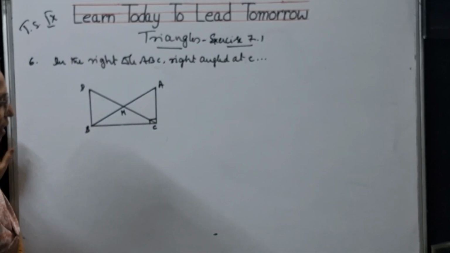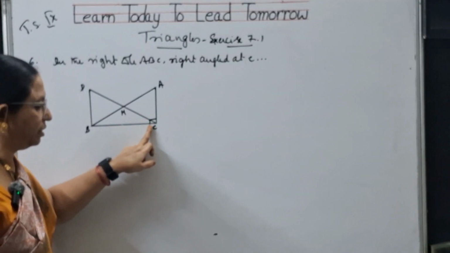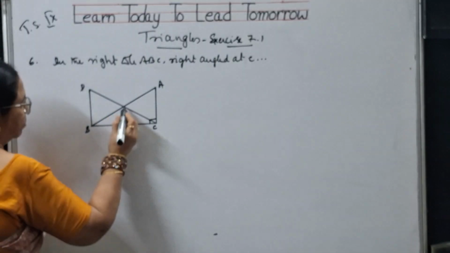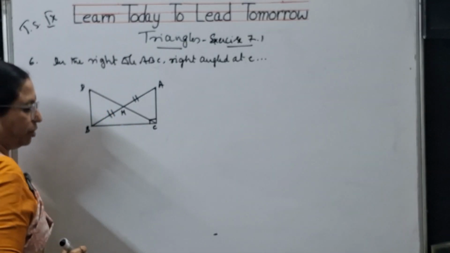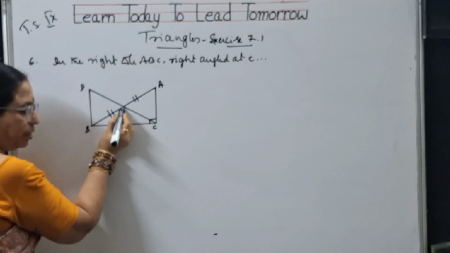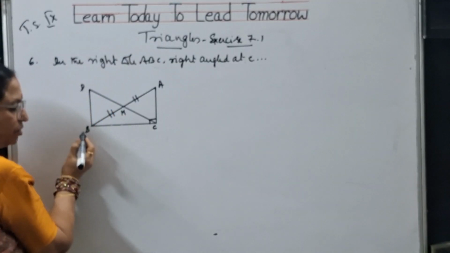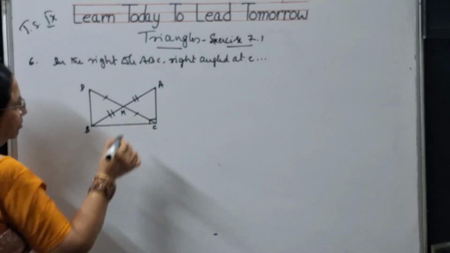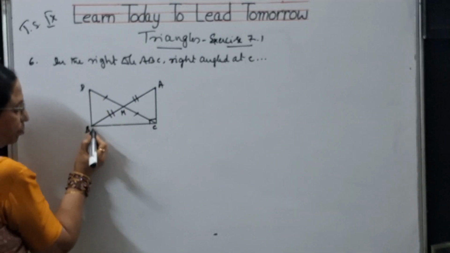In right triangle ABC, right angle at C. This is 90 degrees. M is the midpoint of hypotenuse AB, which means these two are equal. C is joined to M and produced to D, extended up to D such that DM is equal to CM. They have given. Now, point D is joined to B.